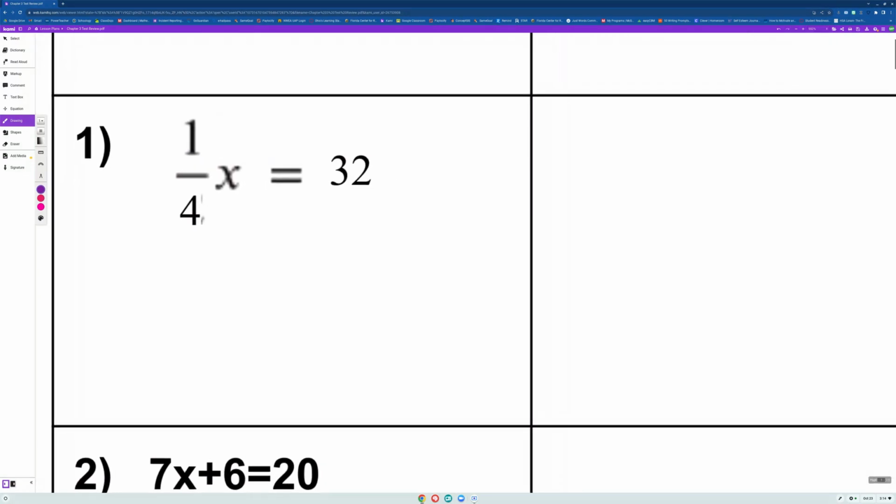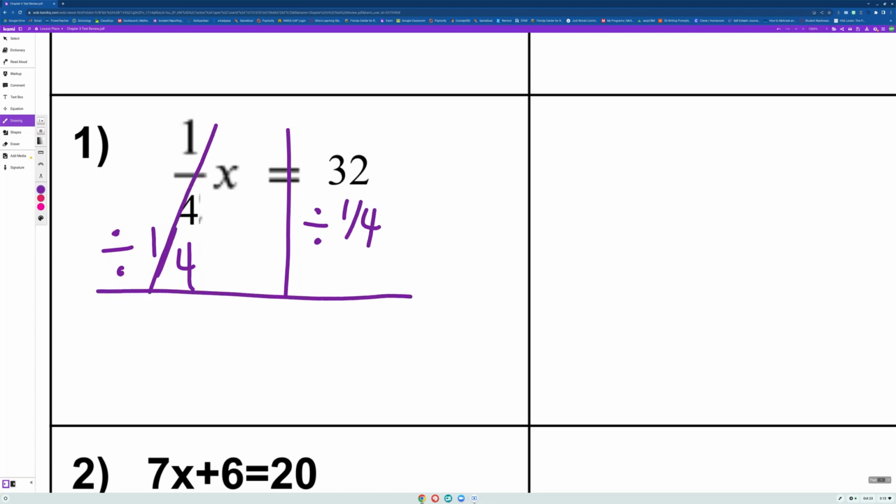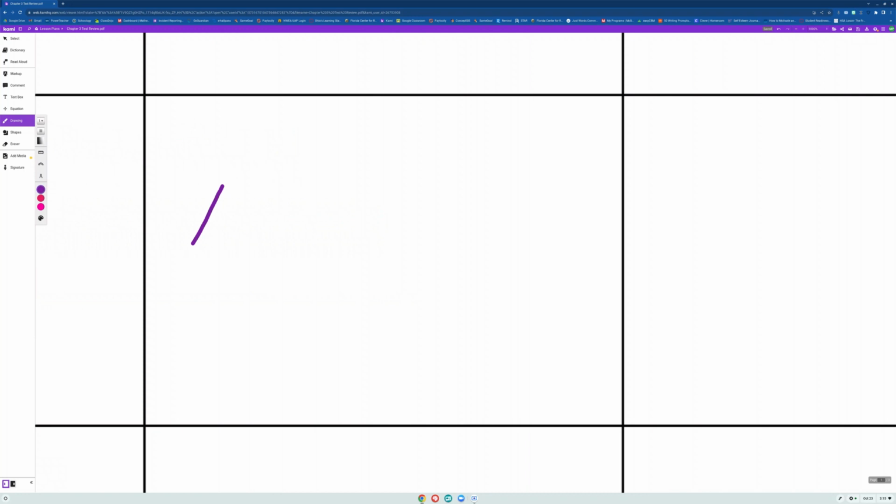For this first one, I have 1 over 4x equals 32. What this is saying is 1/4 of this number is going to equal 32. Because 1 over 4 is being multiplied with my x, I have to do the opposite of the multiplication to get the x by itself. So I'm going to divide both sides by 1 over 4. Once I do that, my 1/4 is going to cancel, leaving me with just an x, and I get x equals 128. So I think that my answer is x equals 128.